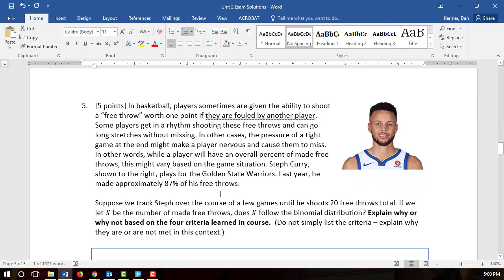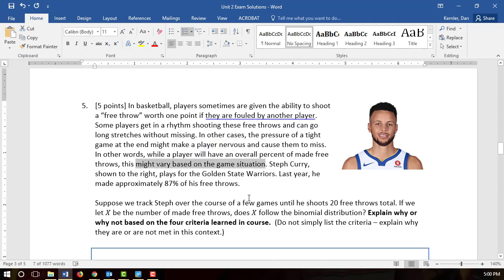All right, basketball. Players are sometimes given the ability to shoot a free throw. For those who haven't watched a lot of basketball, sometimes you get in a rhythm and you start making them, like if you keep getting fouled. Sometimes you go long stretches without missing. Other times, like maybe the end of a game, you're really nervous. That might cause you to miss. So you might have an overall percentage of made free throws, but it might not be consistent. It might vary based on the game situation.